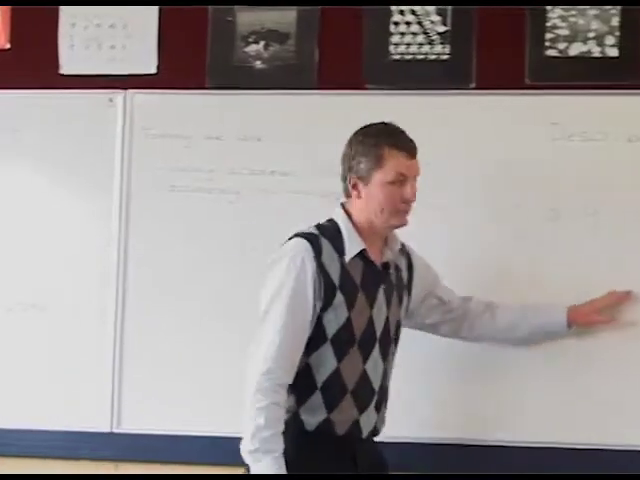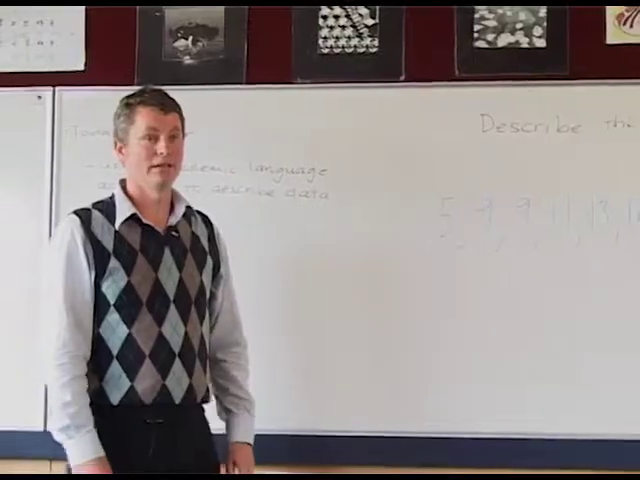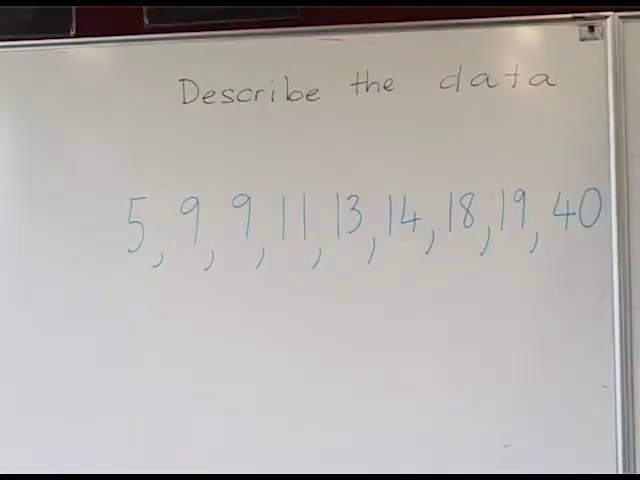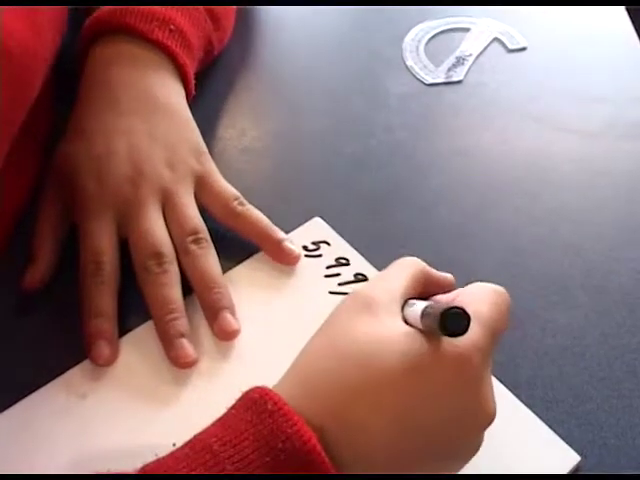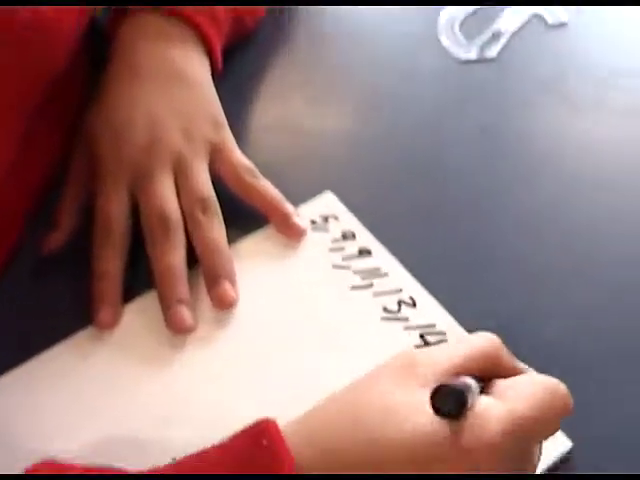So I've written some numbers up on the board here, and on your board I want you to describe that data. What do you see? I wanted to know what they knew, so that was left fairly open. Every student in the class hopefully could approach it somehow.